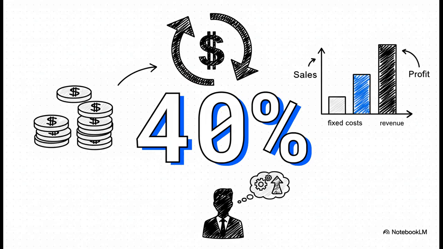We can also express this concept as a ratio, which is an extremely useful metric. The contribution margin ratio is calculated by dividing the contribution margin per unit by the unit selling price. In our case, that's $200 divided by $500, which yields a ratio of 40%. This tells management that for every single dollar of sales revenue generated, 40 cents is available to contribute to fixed costs and subsequently to profit.